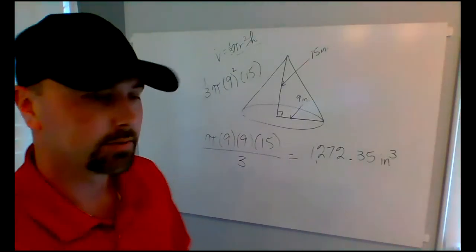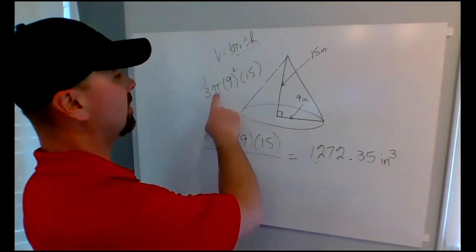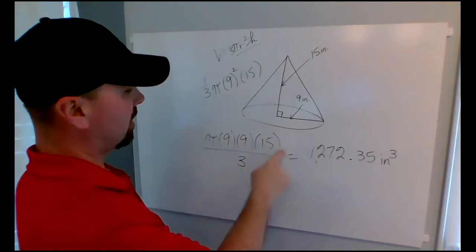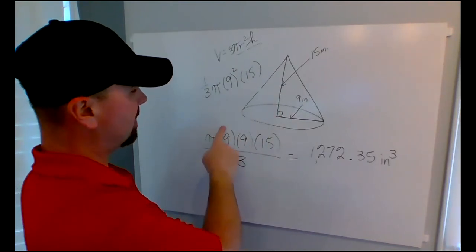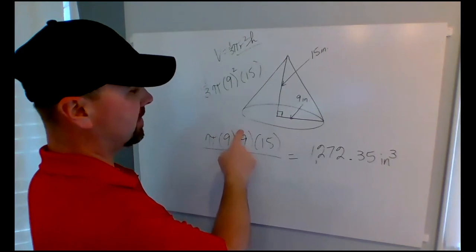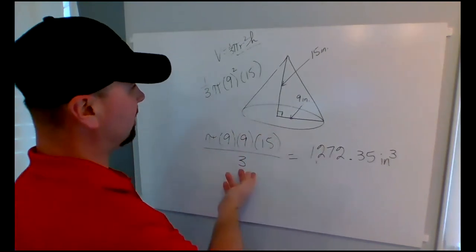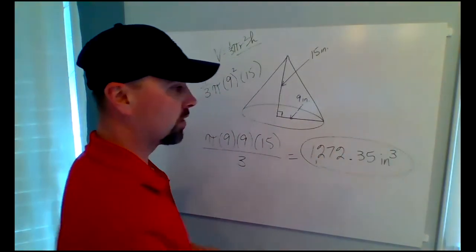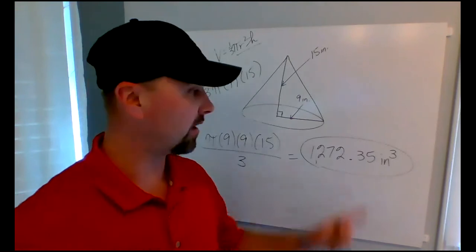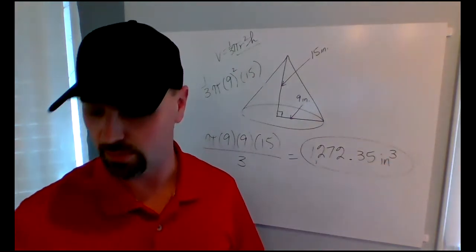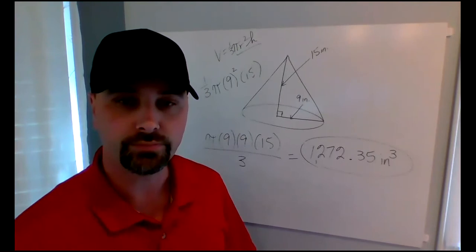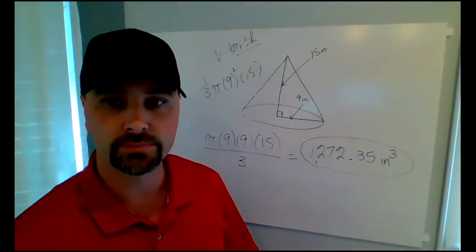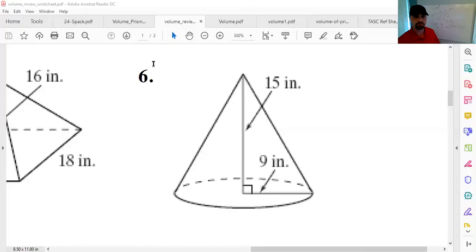All right. So 1/3 times pi times the radius squared times the height. Here's what I did in the calculator: pi times the radius squared, 9 times 9 times 15, but then divided it by 3 to bring in this 1/3. Okay, brings me to 1272.35 cubic inches. That is how we would read that. Okay. All right, let's go back to our worksheet. So that was a cone.